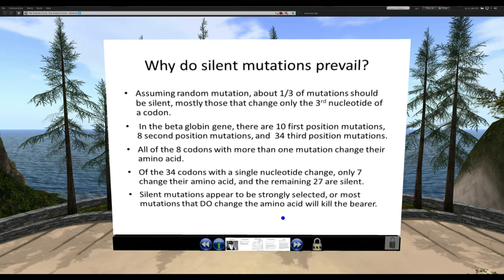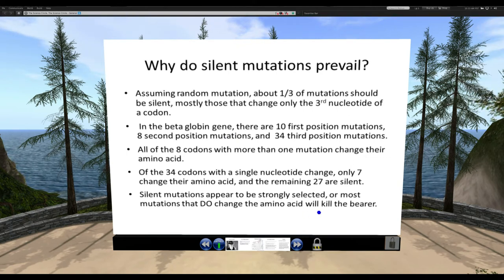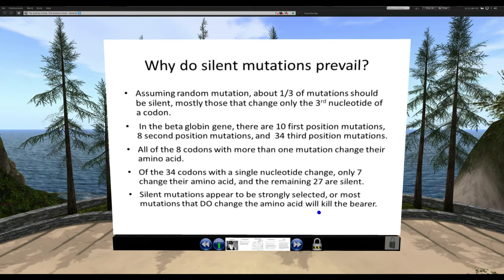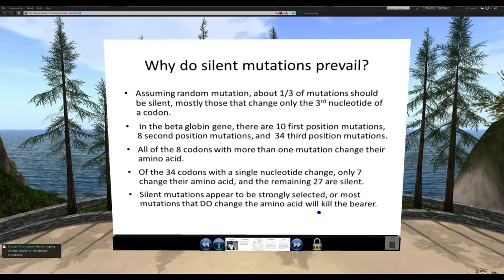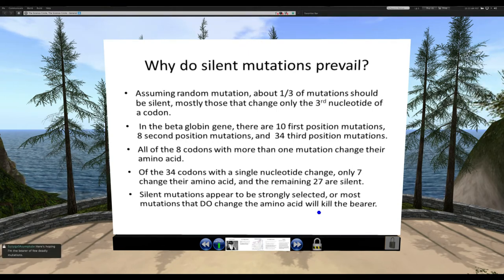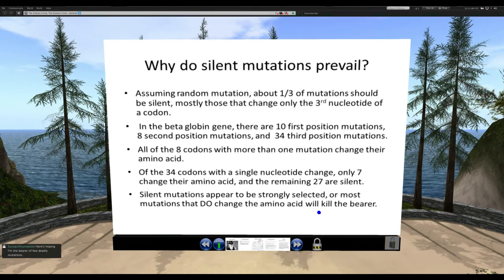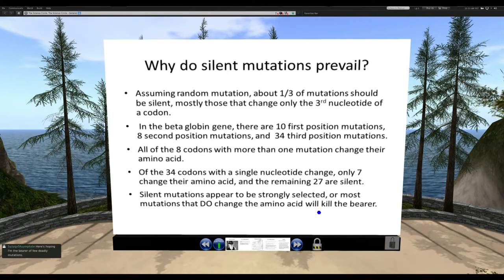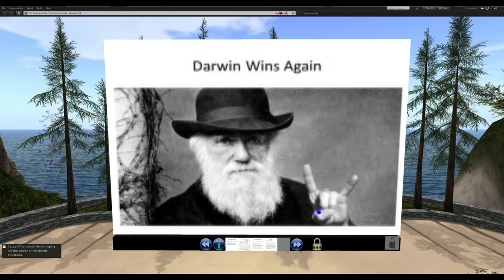So silent mutations seem to be very strongly selected. What that means is that most changes that do change the amino acid are going to kill you. So Darwin wins again.